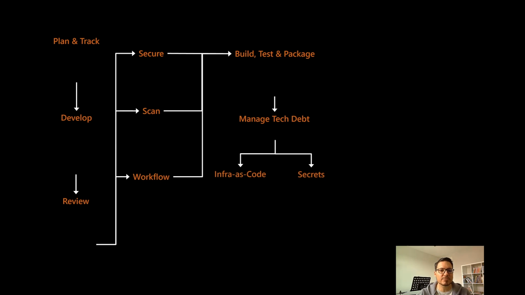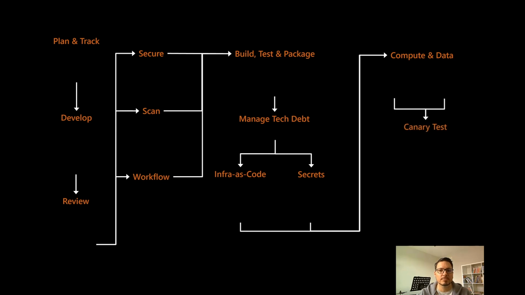We're then going to look at some infrastructure as code and how we can handle secrets. We're then going to provision compute and data so that we can actually host our application. We're going to see how we could canary test so that we can control the risk of exposure to new software. And we're going to show how we can monitor the code that's in production. So those are the general practices and techniques. Let's see which specific technologies we're going to use.